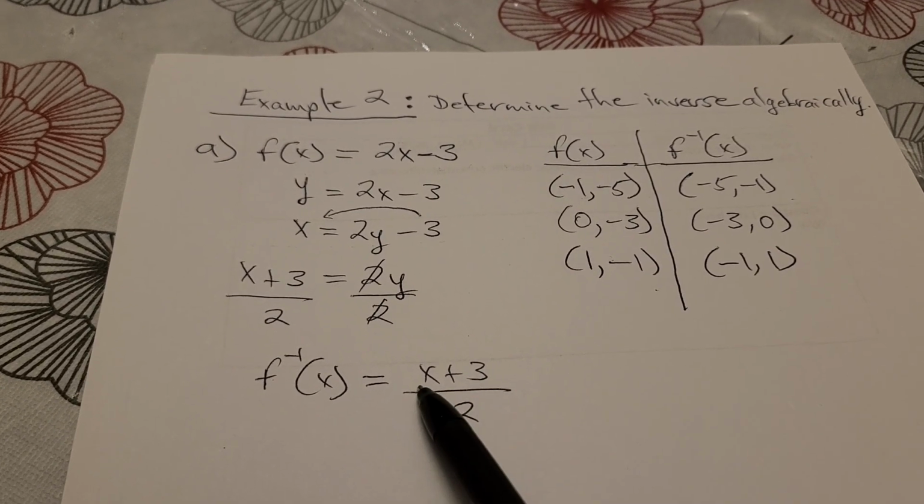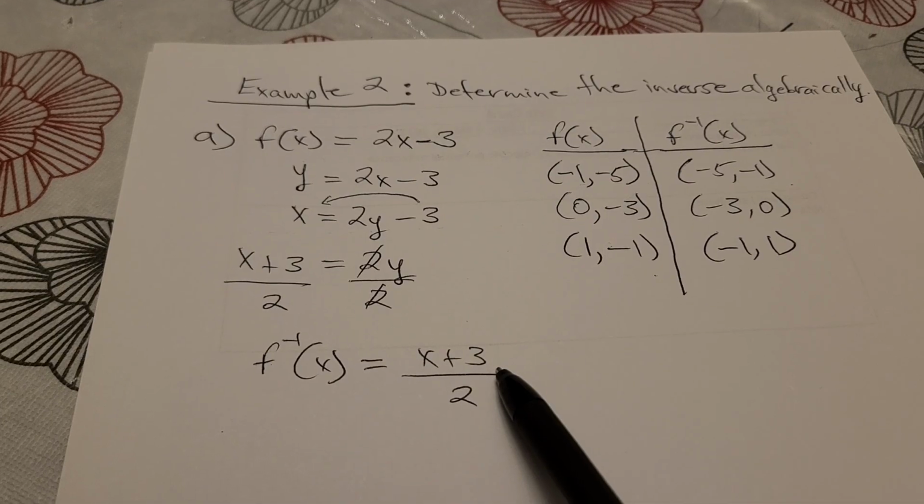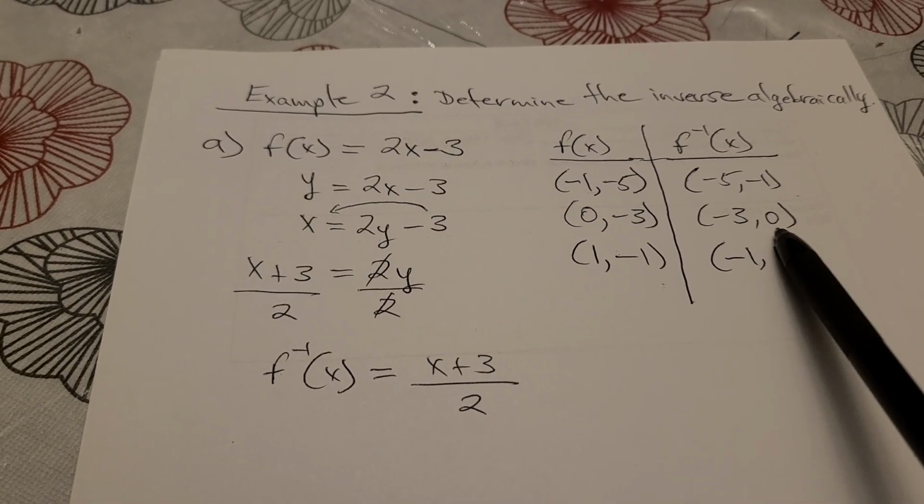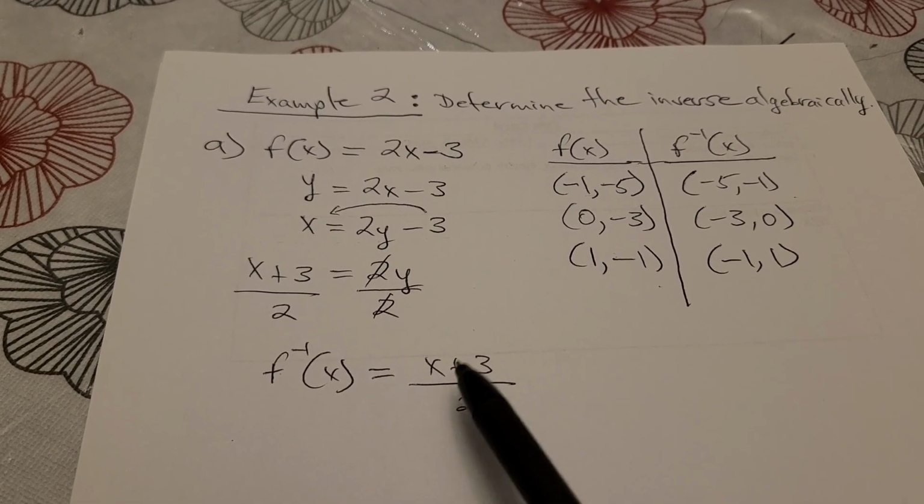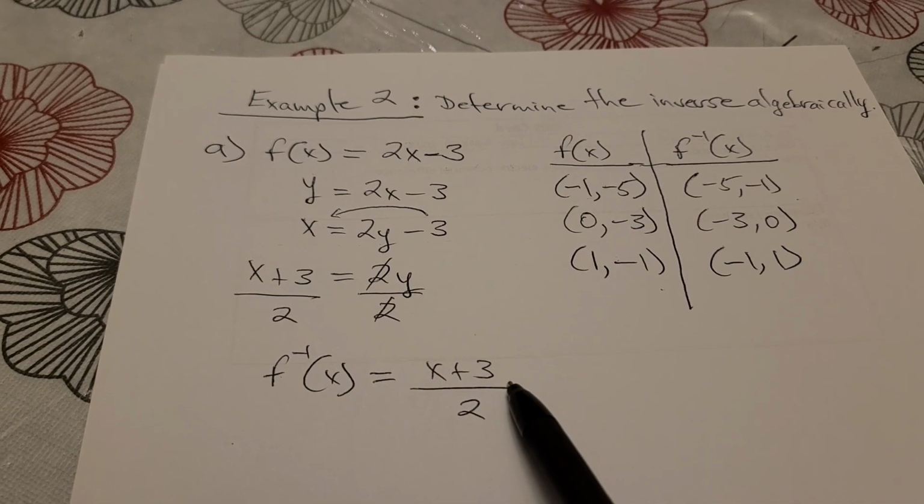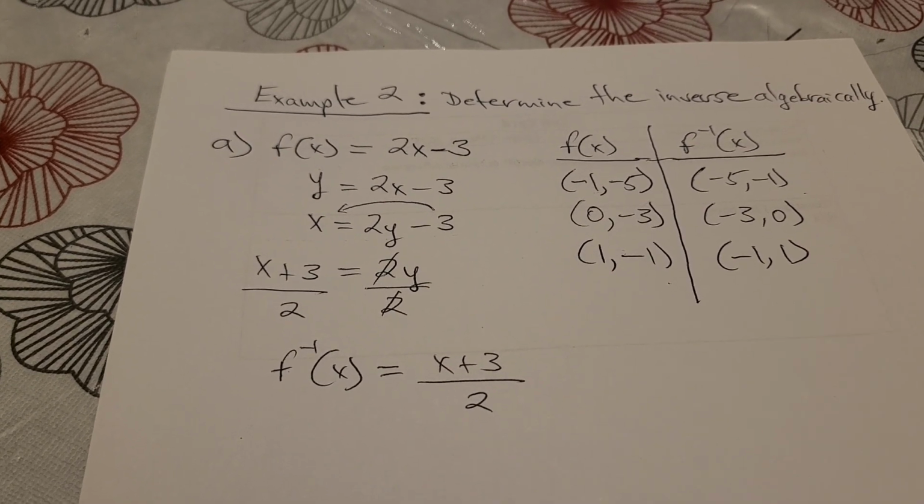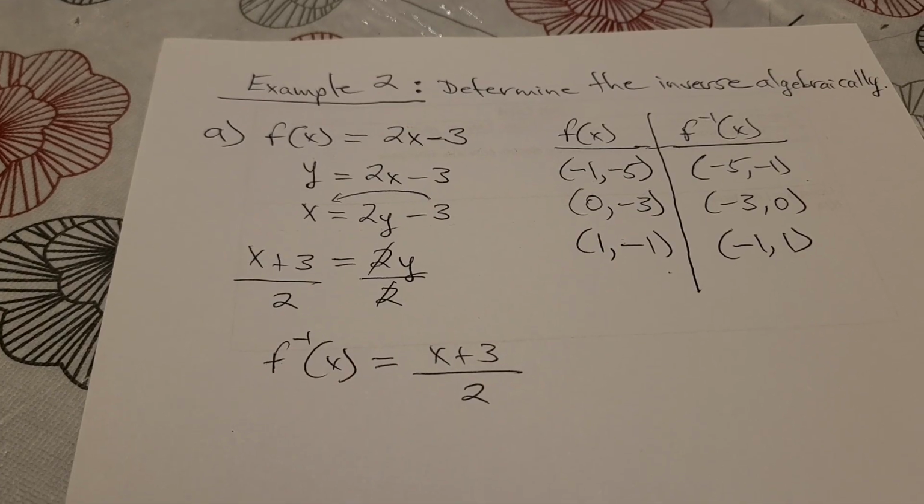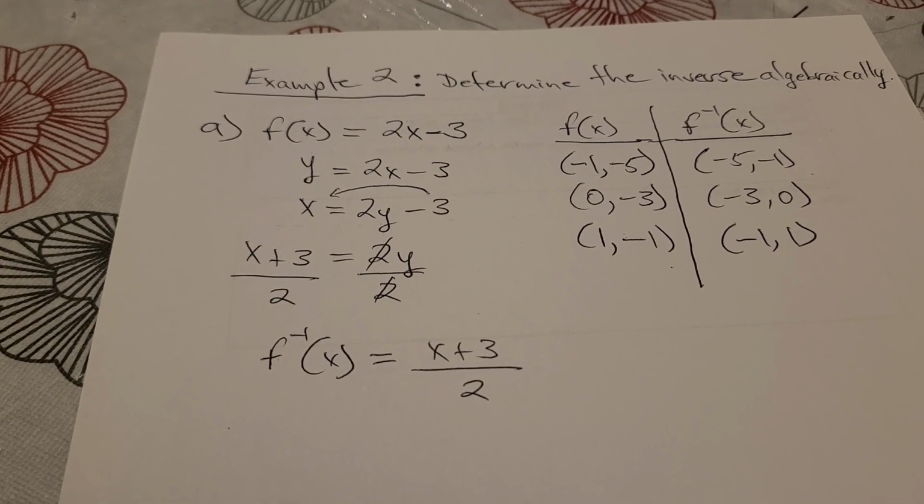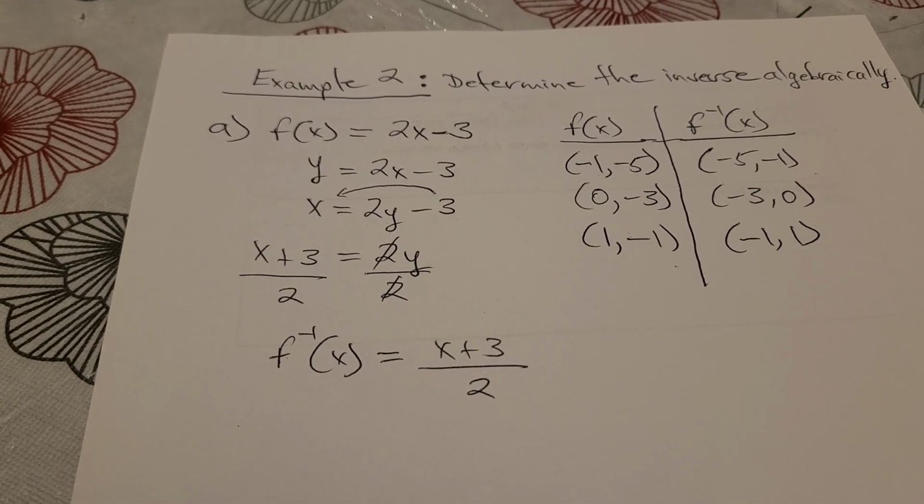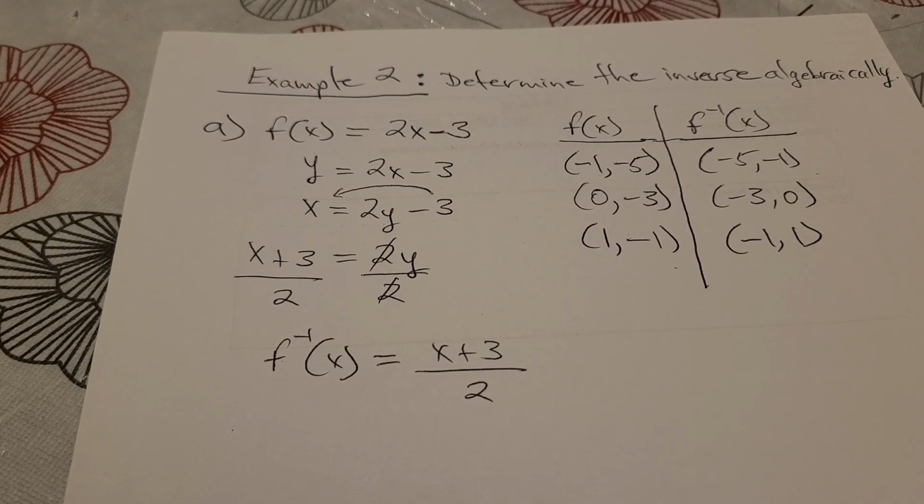Right, and you can also check these coordinates here as well. If I plug in negative 3, this is negative 3 plus 3, 0 divided by 2, which is 0. If you sub in negative 1, this is negative 1 plus 2, which is 2 divided by 2, which is equal to 1. So you can always be checking all of your coordinates as you're doing each step, as you're solving the question. All right, so with that, let's move to part B.